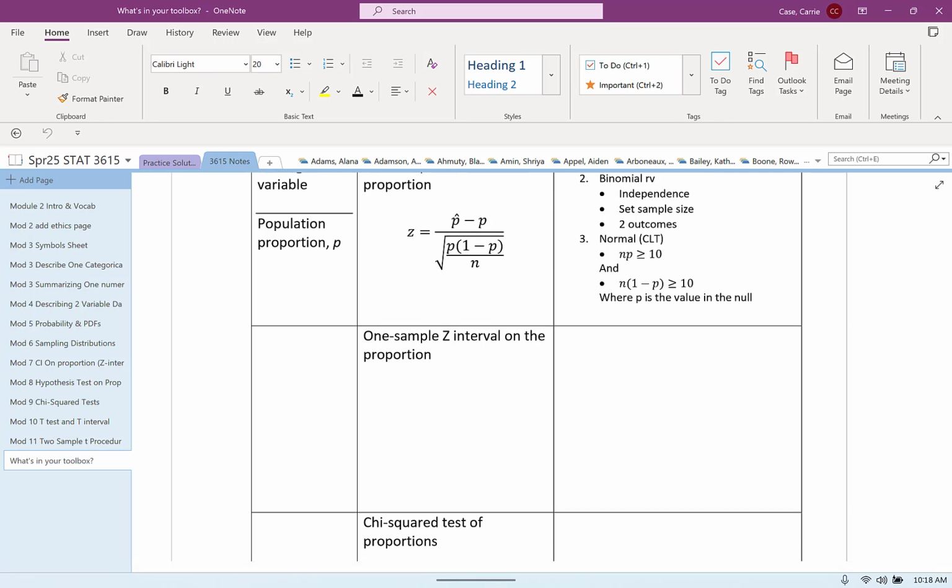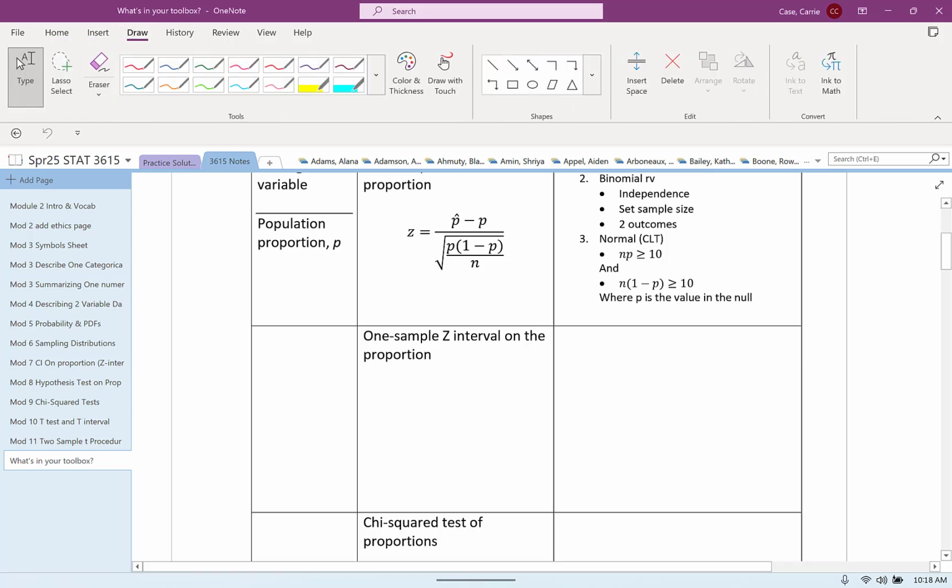Then we did the one sample Z interval on the proportion. And most of the time we can combine our hypothesis tests and our confidence intervals. But with the proportion, the conditions are slightly different. So we're going to separate those. This one is one categorical variable, just like the one proportion test. And we are estimating the population proportion, which is P.